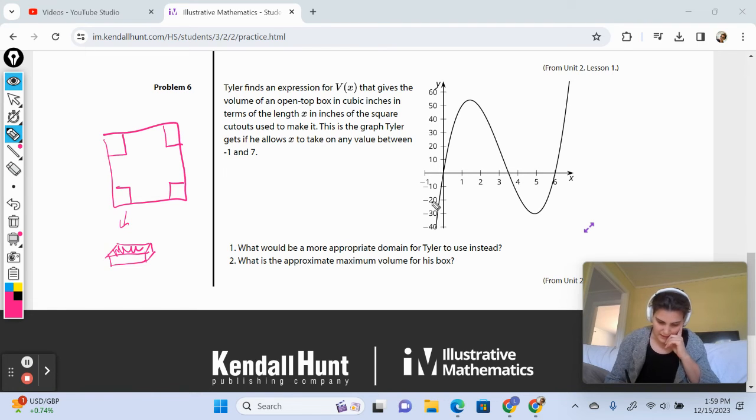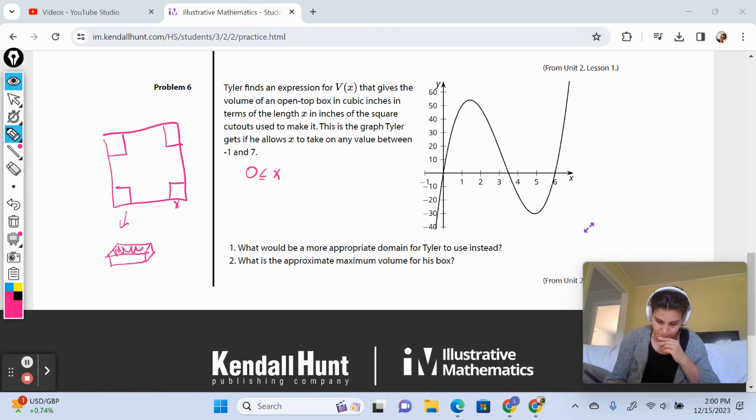Well, you can't cut out a negative amount of space here. So it doesn't make sense that the domain starts at -1. So I would have my domain start at 0, and be a little bit greater than 0, because you can't fold a box if you don't cut anything out of it.